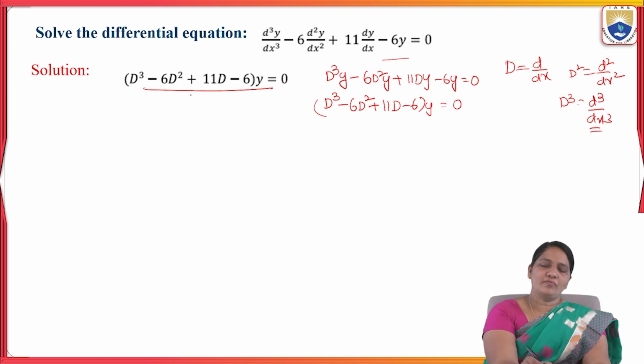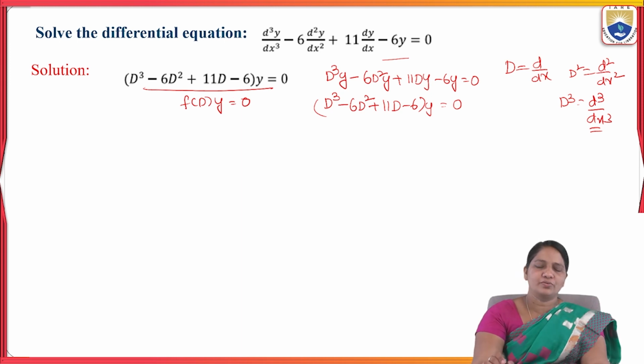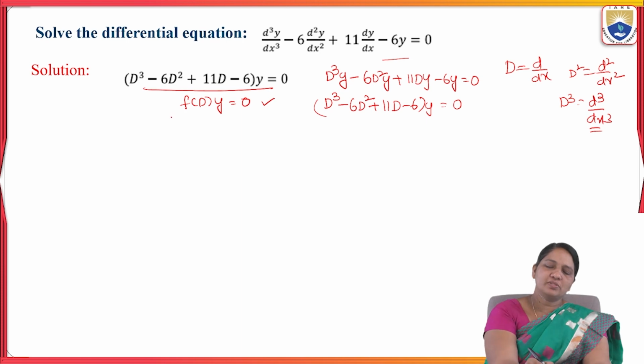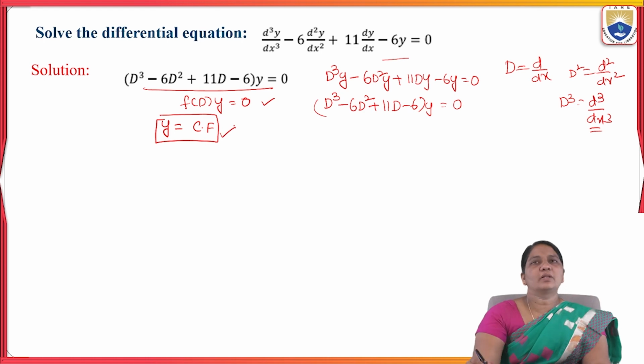This is nothing but the f of D form, f of D into y equal to 0. This is the homogeneous equation. For this homogeneous equation, what is the solution? The solution is only the complementary function. That means we have to calculate the complementary function, and that is enough for the solution.